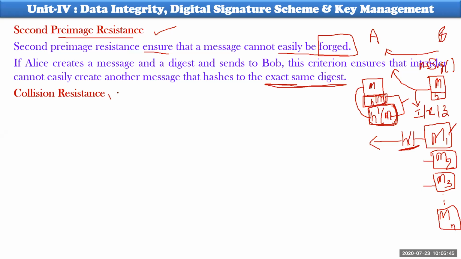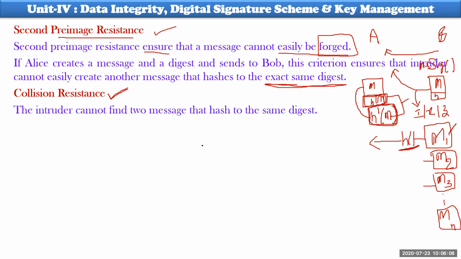That is called collision resistance. Collision resistance always identifies that. If two hashes are taken for two different messages, the hash values cannot be the same. If they are the same, collision resistance fails. If they are not equal, then collision resistance holds. That is the point we would like to understand regarding this.